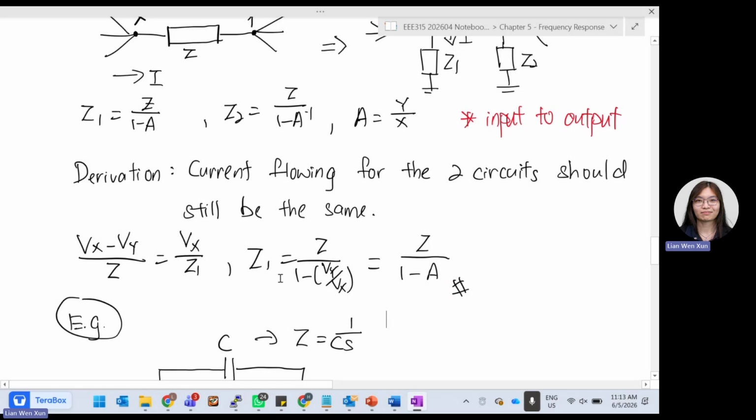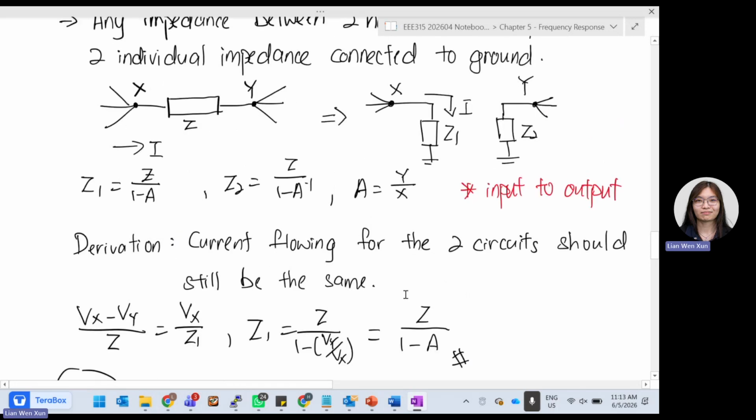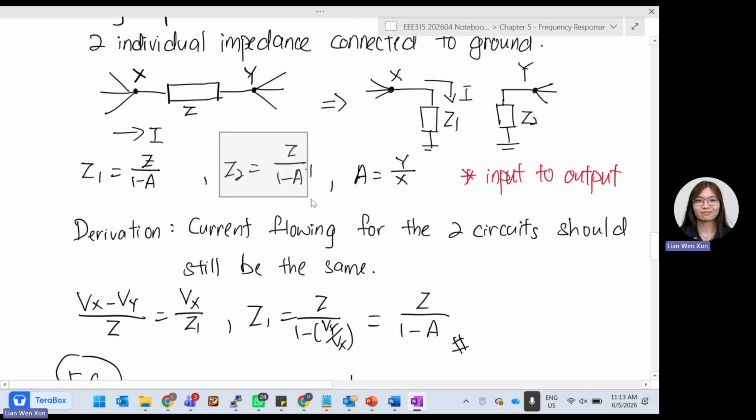And what exactly is Vy over Vx? It is output over input, so it is your gain. Therefore, we can model Z1 as Z over 1 minus A. Or Z2 will be equal to Z over 1 minus 1 over A. Our aim is to follow the same approach, but from here the current will be equal to Vy over Z2. Then we can get this equation.